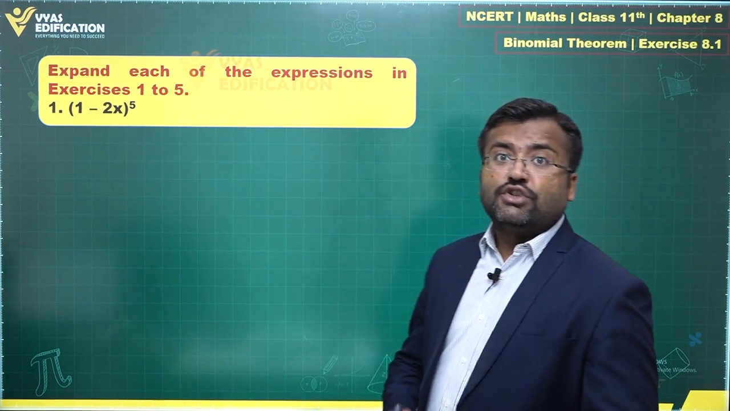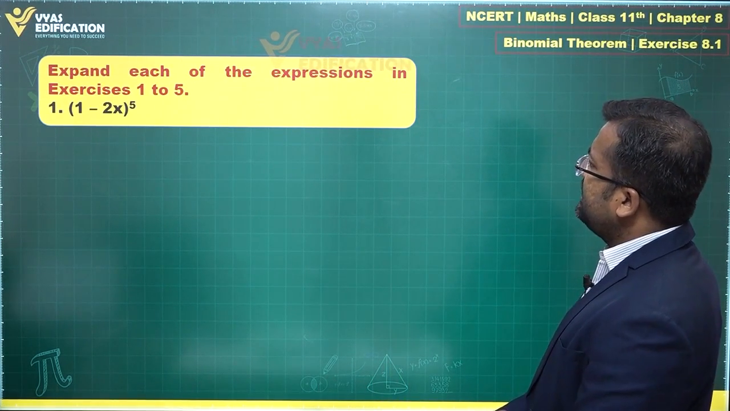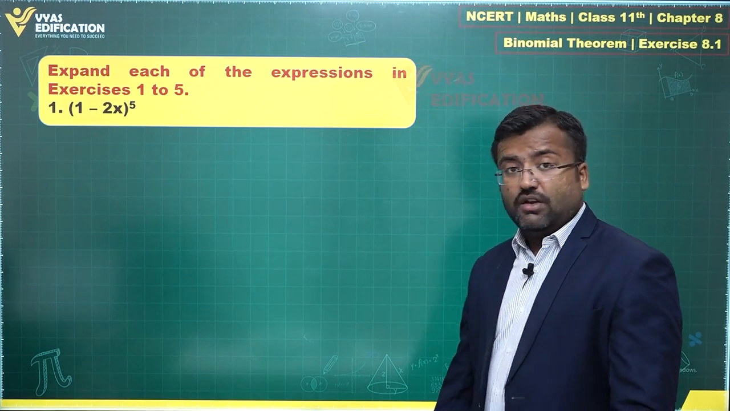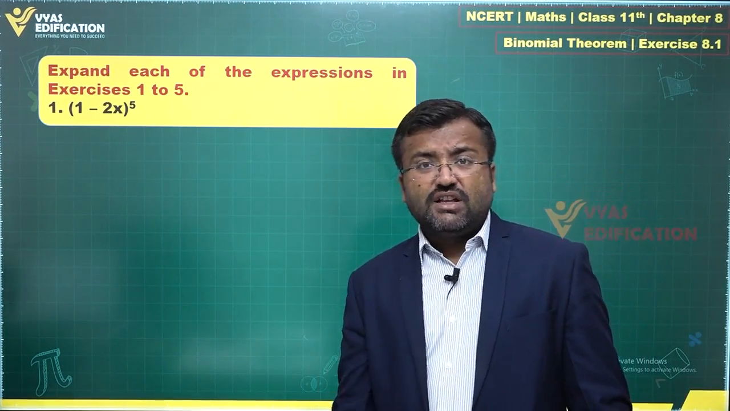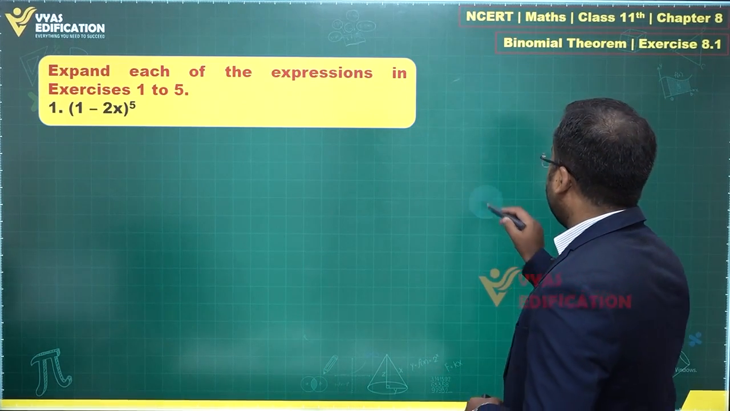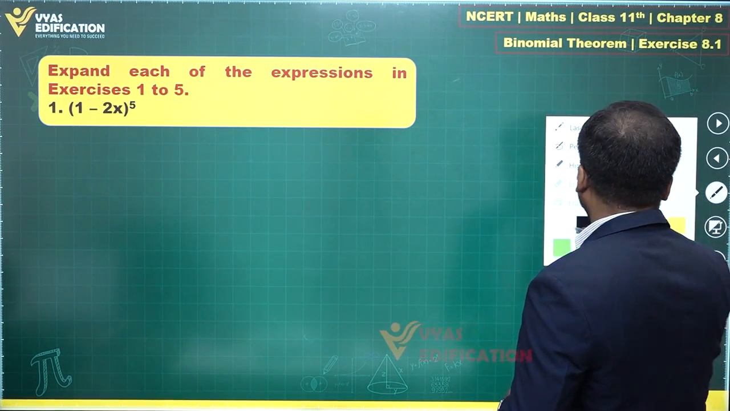Let's discuss this first question as given over here. Expand each of the expressions in exercises 1 to 5. So we want to expand (1 minus 2x) whole power 5, obviously using the binomial theorem. And how do we do that? For that, let us recall what the binomial theorem looks like.